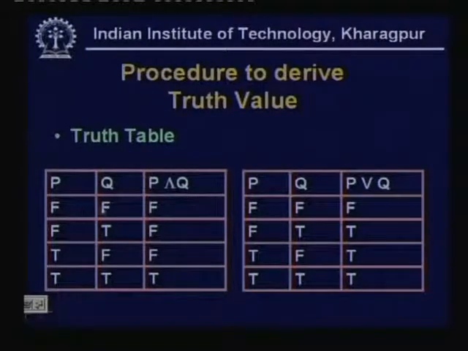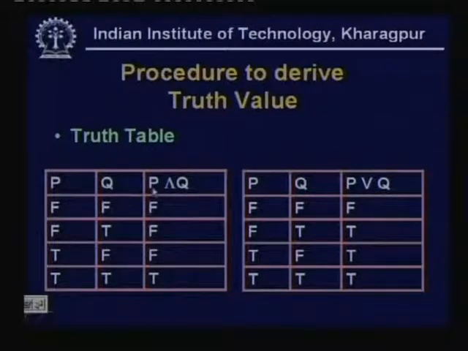We usually try to follow a system while we enumerate them: false, false, then we make one of them true, false, true, then we make the other one true, true, false, and then true, true. So, this is a typical order in which we usually write.